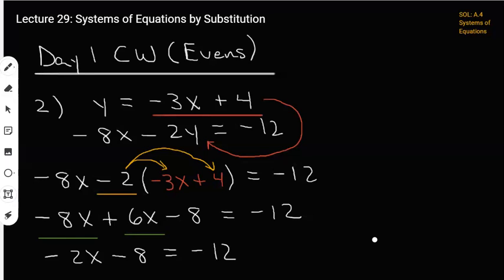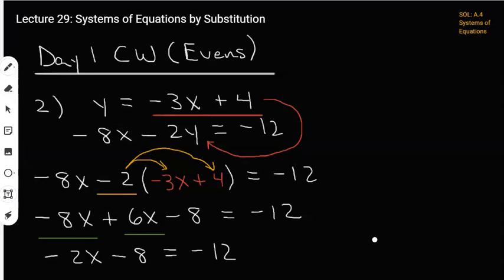But everything else stays the same. So the negative 8 is going to come down from right here to right here. And then the negative 12 is going to stay the same here. The only thing that's changed is I added up the x terms. So now we have an equation that we can solve for x, right?